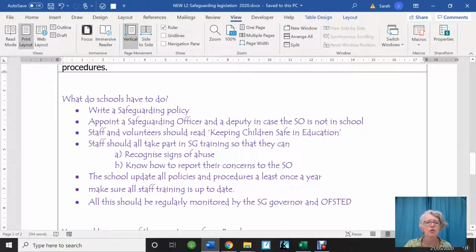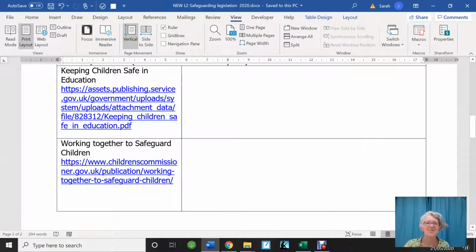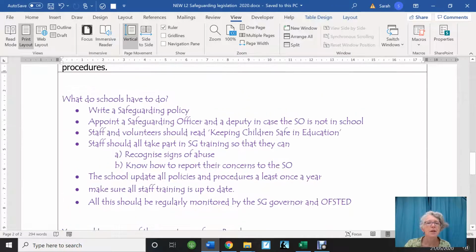So schools have to write a safeguarding policy. They must all have a safeguarding officer and a deputy in case the safeguarding officer is ill or on a training course. You can't wait until they come back to report a concern. Staff and volunteers should read that document, Keeping Children Safe in Education. Here it is up here. Staff should all take part in safeguarding training so that they can recognise signs of abuse and know how to report their concerns to the safeguarding officer.